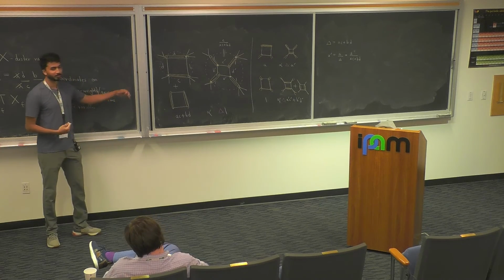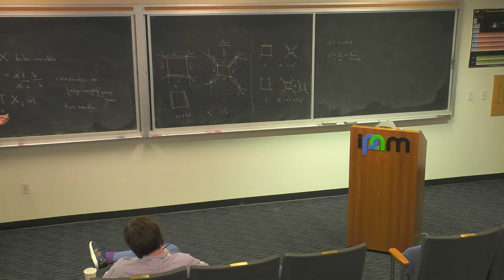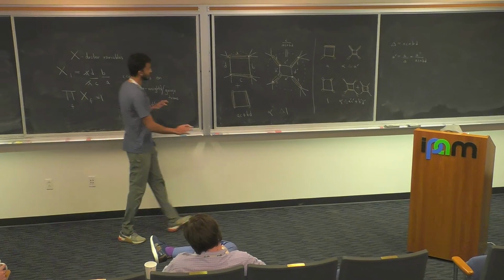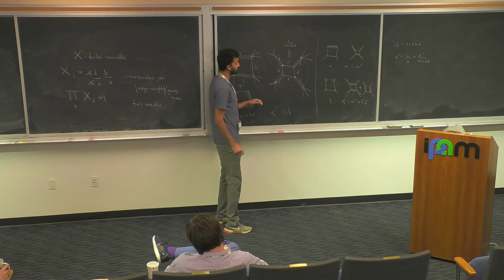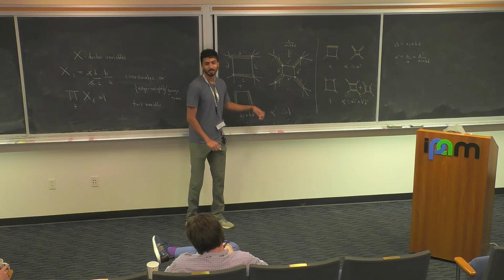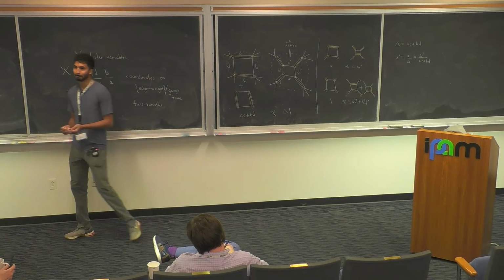Okay, so this is the basis for the domino shuffling algorithm and things like this. You have this local transformation which is compatible with the dimer model. Okay, any questions about this?